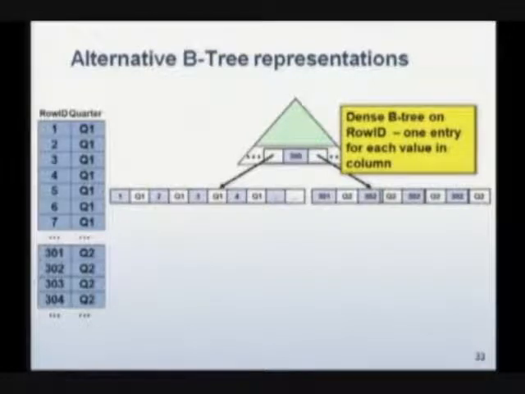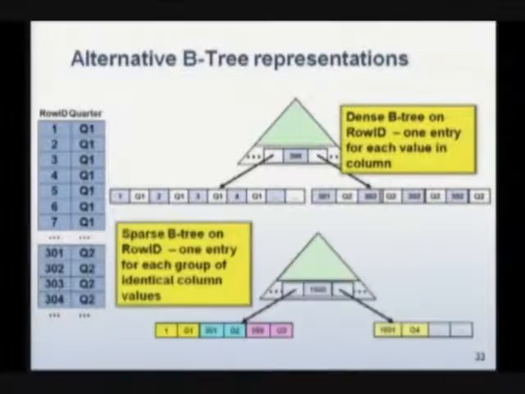Quarter 1, row ID 3, quarter 1. And you'll see there are about 300 rows or values with quarter 1 as the value in the column. So this is what we call a dense B tree. It has one entry for every value in the column. And it turns out you can use a sparse B tree in this case and not store all those row IDs. So you have row ID 1, the value from the column, and then you have row ID 301 and the value Q2. So basically this is saying between 1 and 300, all those column values were Q1, etc.